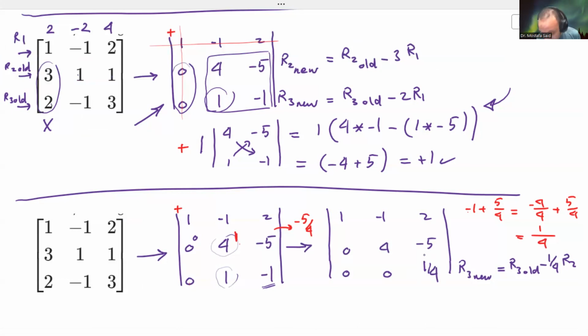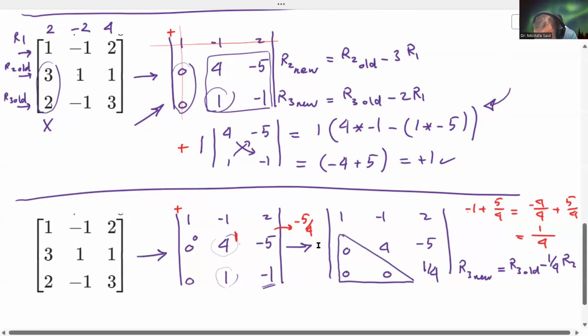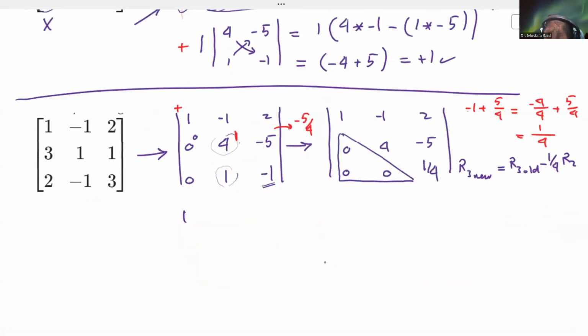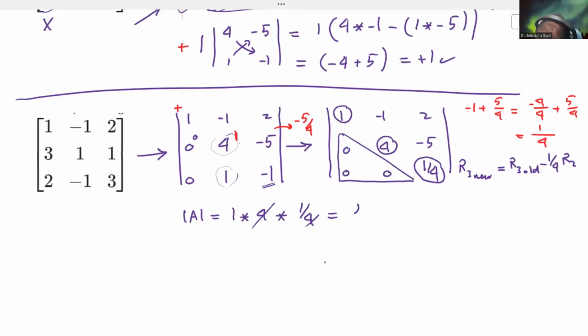Here you go. You have an upper triangular matrix because basically all the elements underneath the main diagonal just reduce to zeros. So the determinant now will be the multiplication of all the elements on the main diagonal, which is 1 multiplied by 4 multiplied by 1/4. Of course, the 4 and 1/4 cancel out. This will be 1. Okay, easy again.